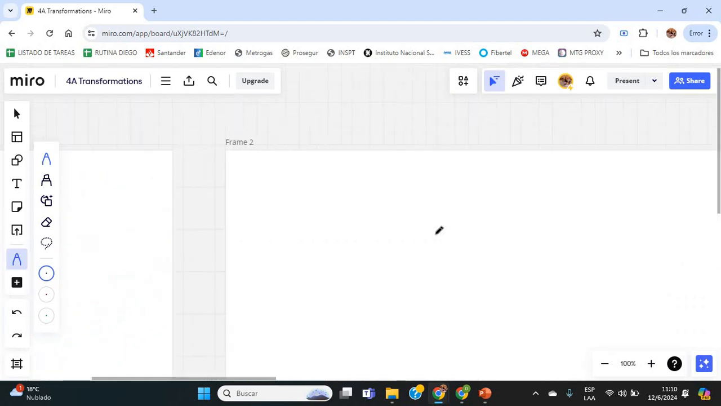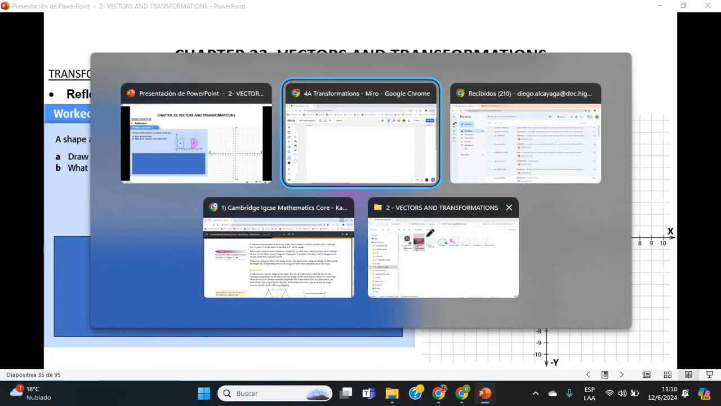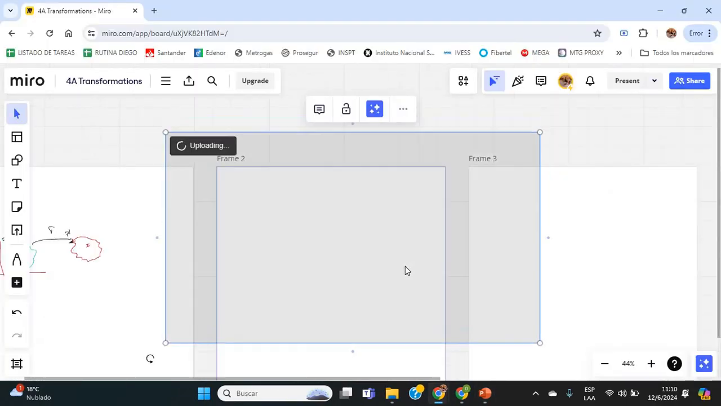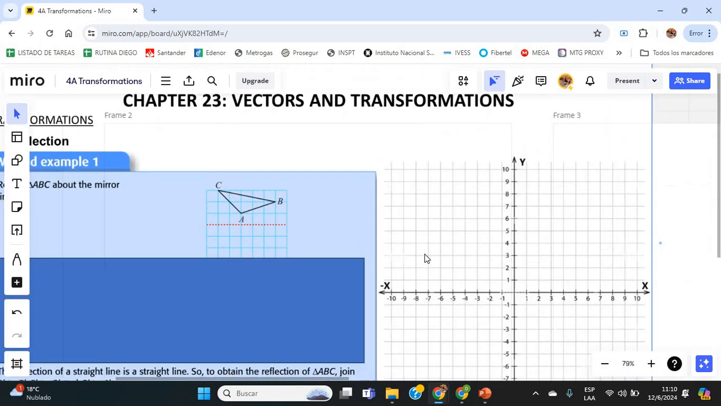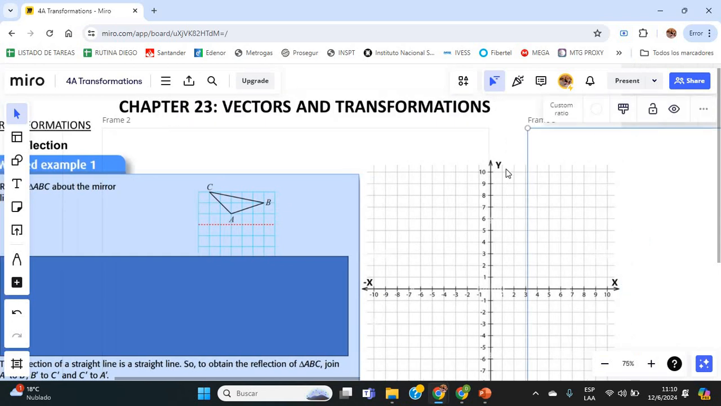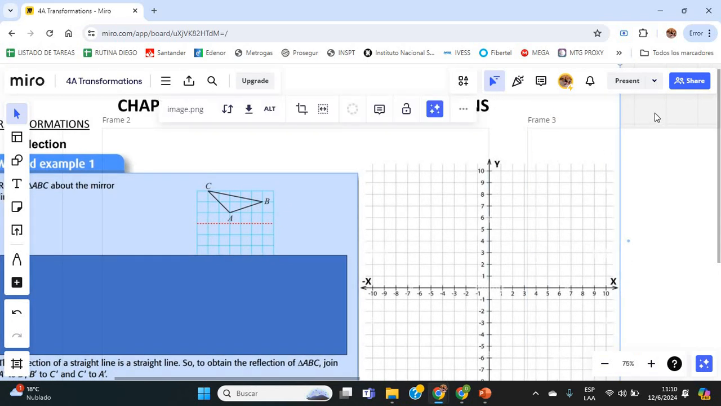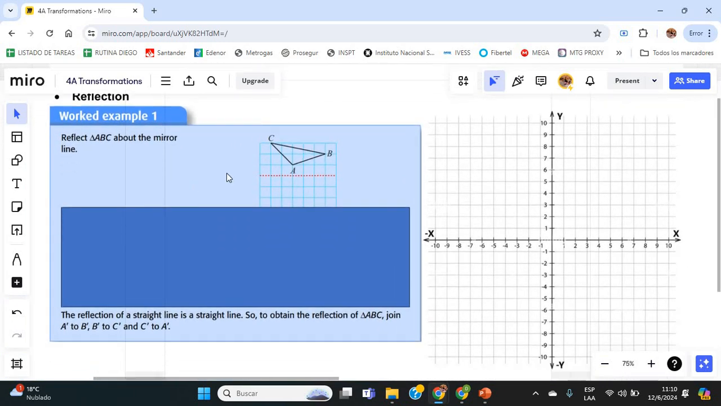Let's copy it here. Print screen. Okay. We have, what's happening here? We have this exercise, okay? So let's mark A, B, and C, okay?